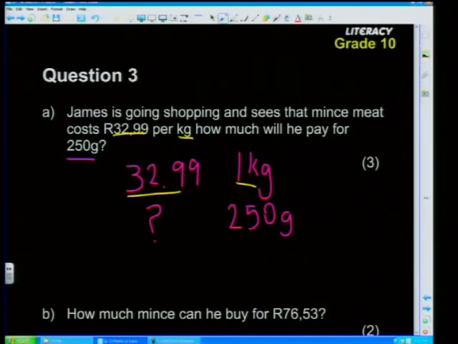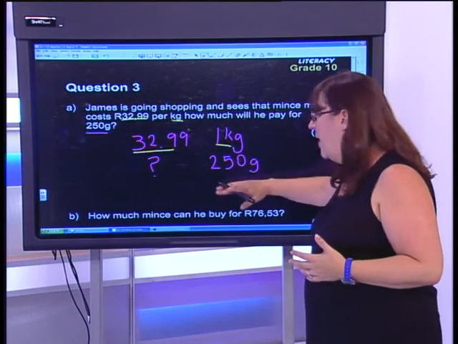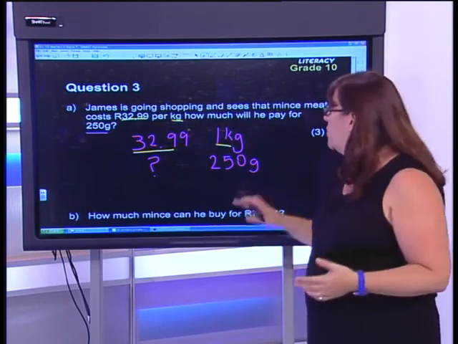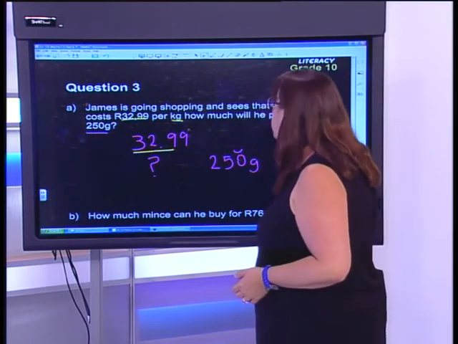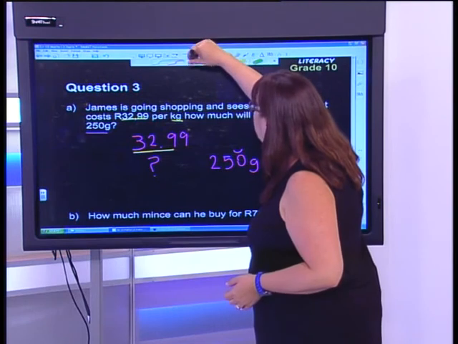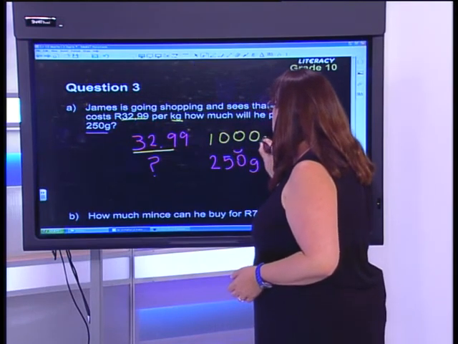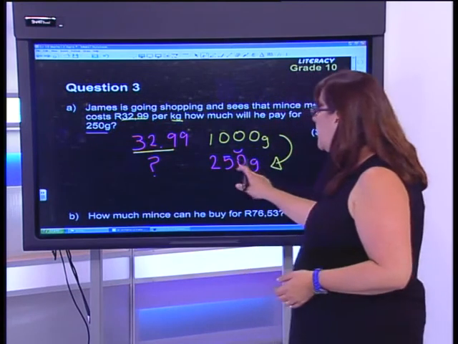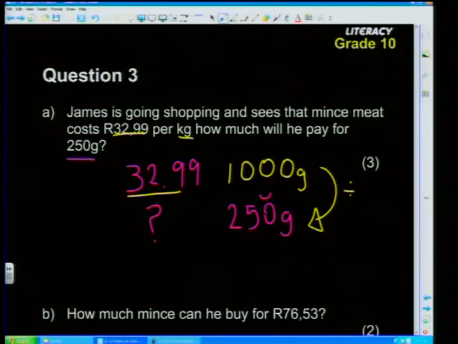But there's another problem. There are bells going off in my head, and what are they? I cannot work in kilograms and grams, so I need to convert one to the other. I'm going to simply convert my kilogram into grams. Now I can use the yellow. 1 kilogram is actually 1,000 grams. So what do I do from 1,000 to get to 250? Quite clearly, I basically divide it by 4.